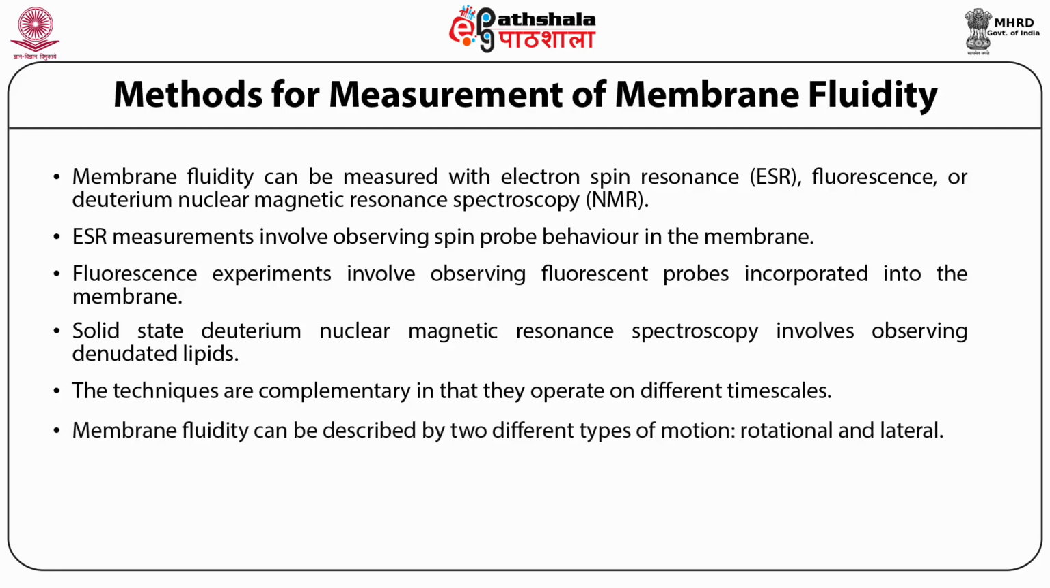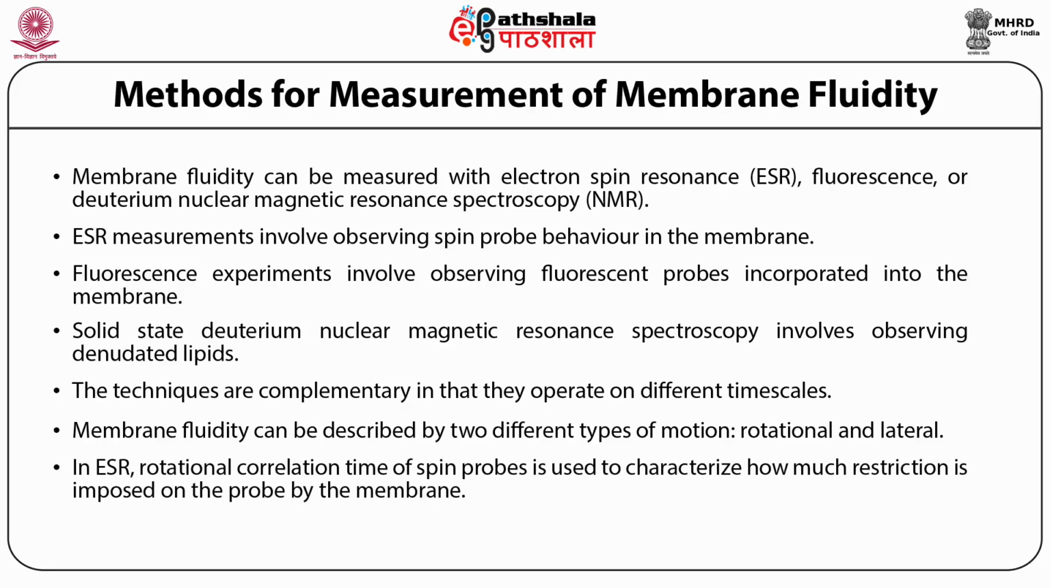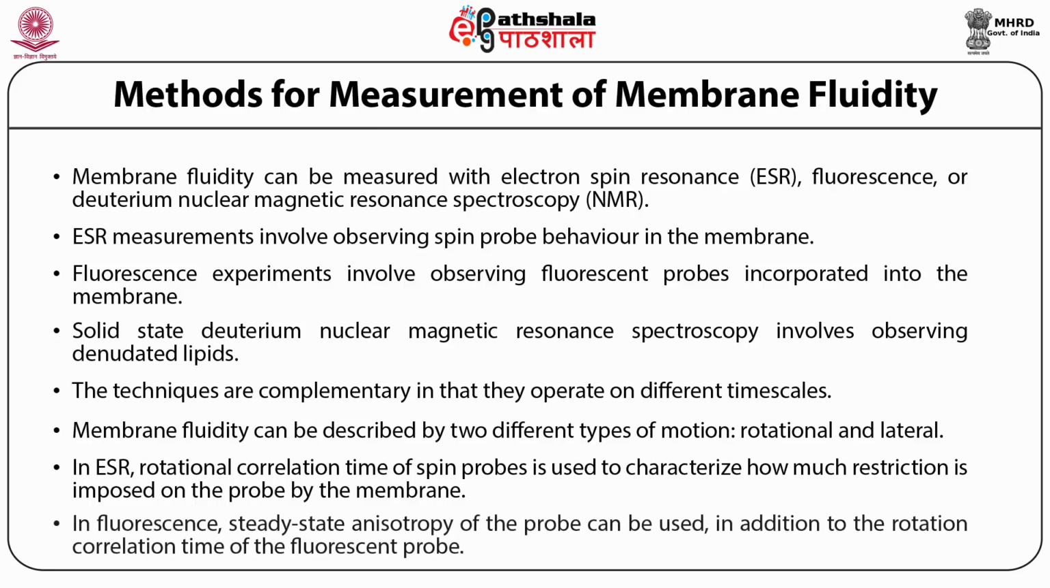Membrane fluidity can be described by two different types of motions. First is rotational and the other is lateral. In ESR, the rotational correlation time of the spin probe is used to characterize how much restriction is imposed on the probe by the membrane. And in fluorescence, the steady state anisotropy of the probe can be used in addition to the rotational correlation time of the fluorescent probe.